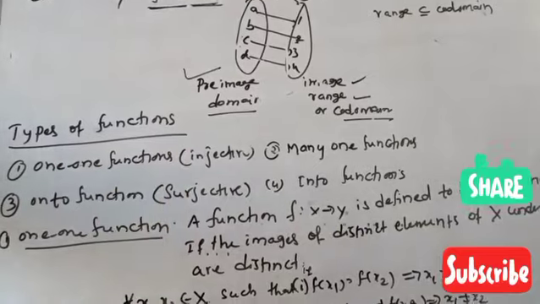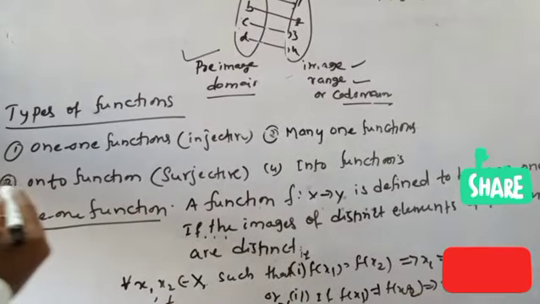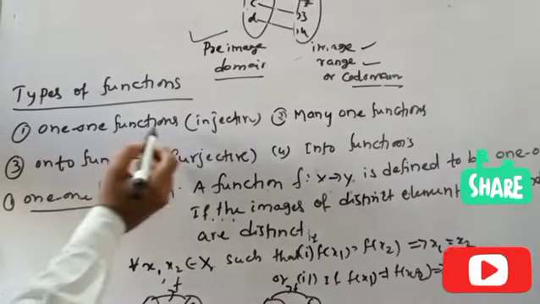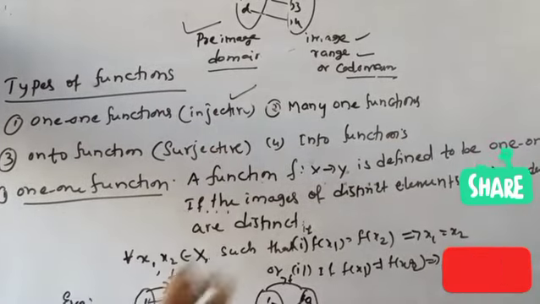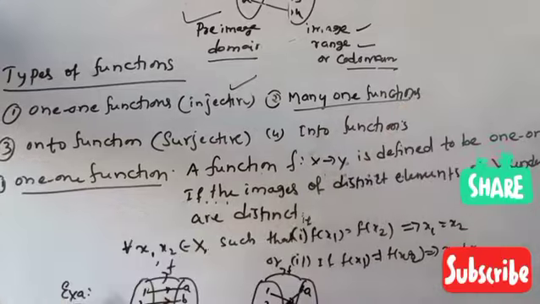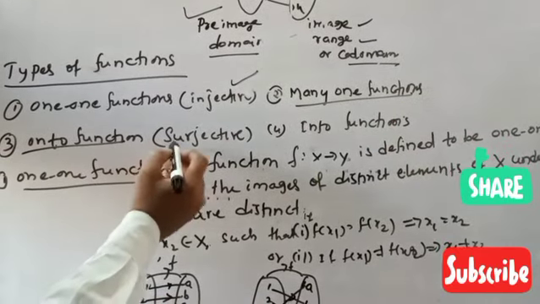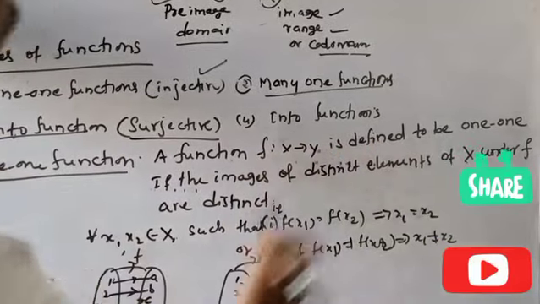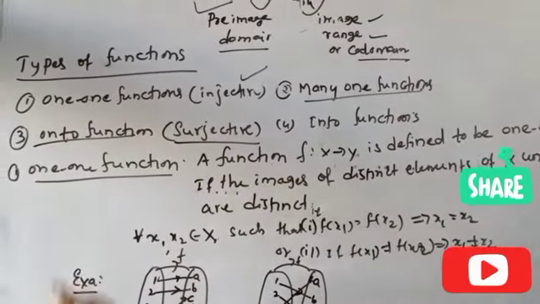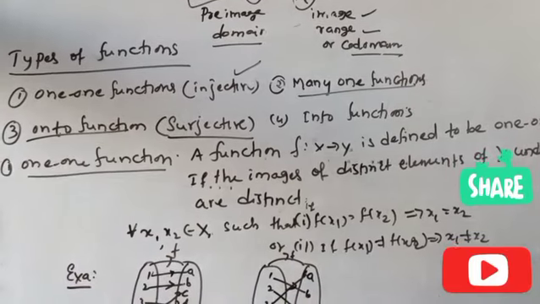Now let us see the types of functions. There are four types of functions. The first one is one-one function, also called an injective function. The second one is many-one function. The third one is onto function, also called a surjective function. And the fourth one is into function. So now let us see all these types of functions one by one.